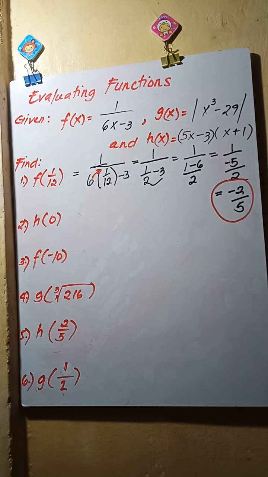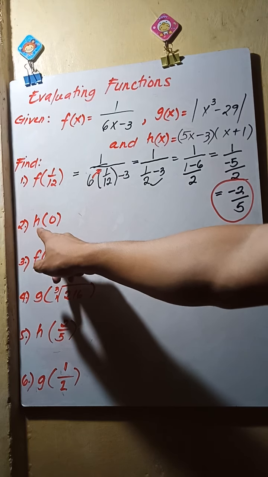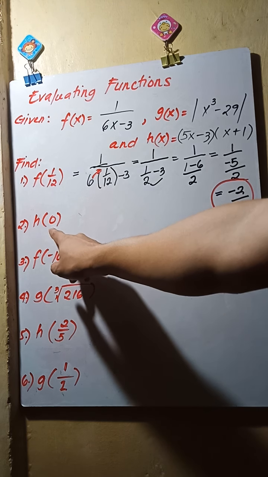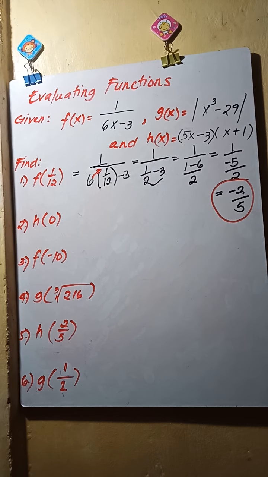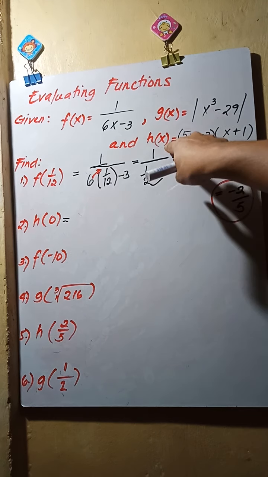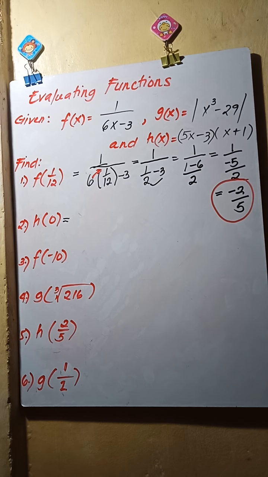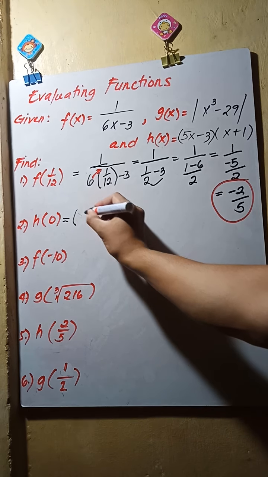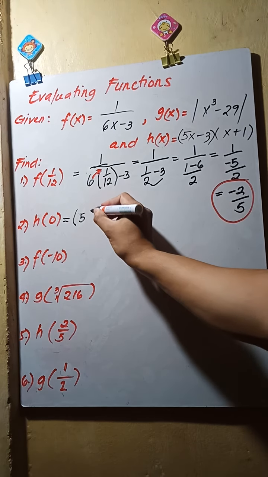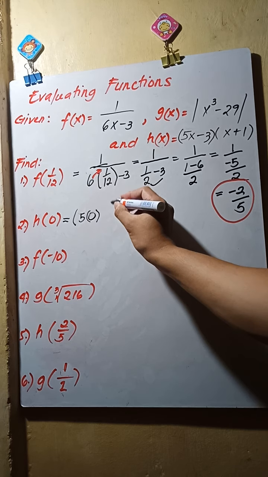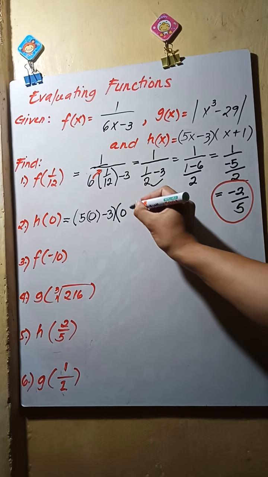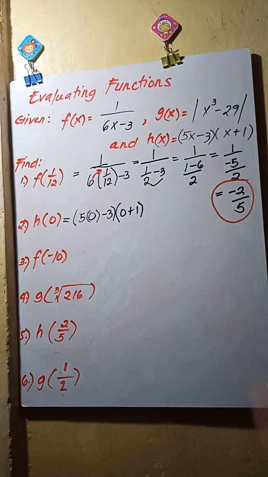So, proceed tayo sa number 2. Sa number 2 again, that is h. Therefore, dun tayo sa h maglalagay ng value ng x. So, h of 0. Ibig sabihin, papalitan lang natin yung x by 0, no? So, dahil nga ito yung h, ilalagay ko lang yung 0 dun sa mismong x. So, that is the quantity 5 times, ano yung x natin? That is equal to 0. Therefore, times 0, and then minus 3. And then times, what is x? Again, 0 plus 1. Ayan.